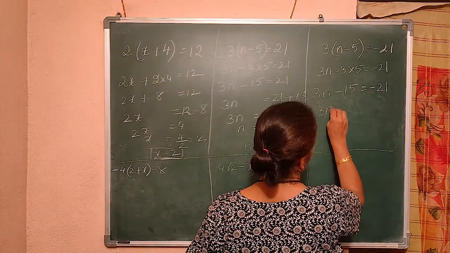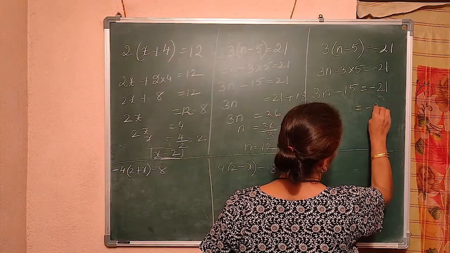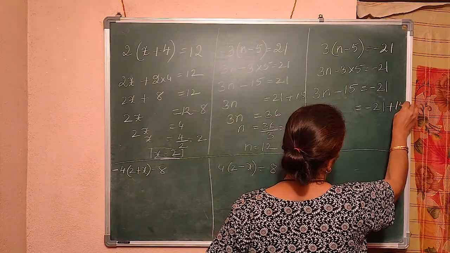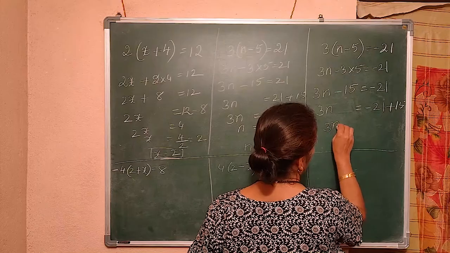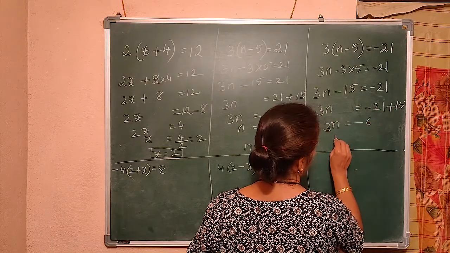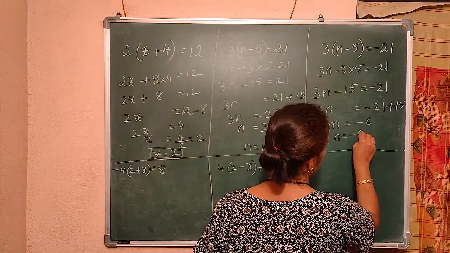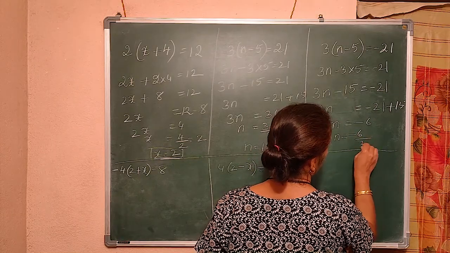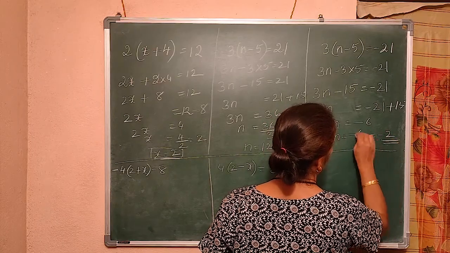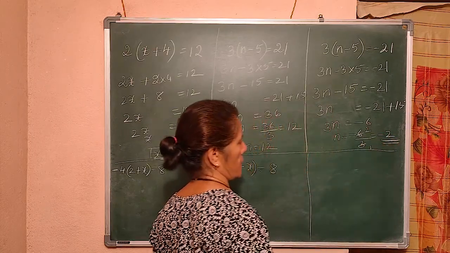So 3n is equal to minus 21, minus 15 they take that side, plus 15. So 3n is equal to minus 21 plus 15 is minus 6. n is equal to minus 6 divided by 3. 3 1s are 3, 3 2s are 6. Right? So n is equal to minus 2.